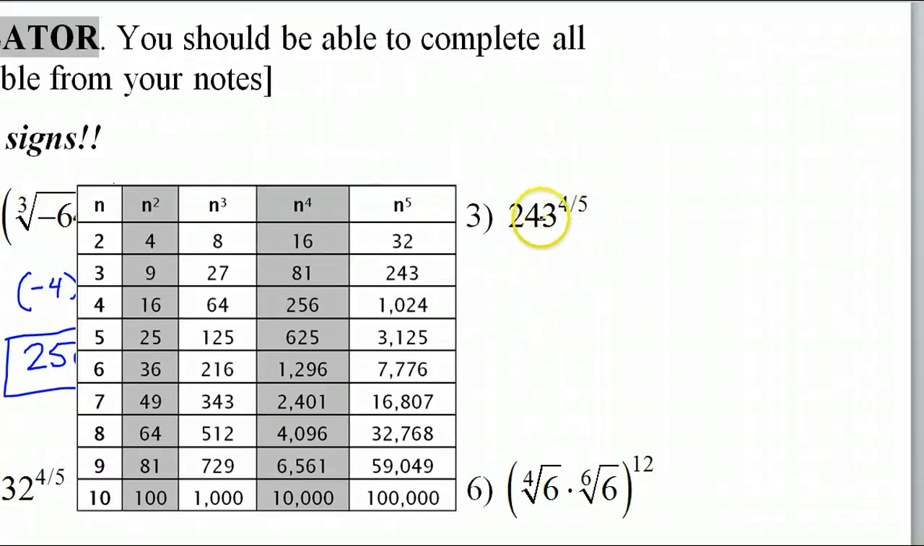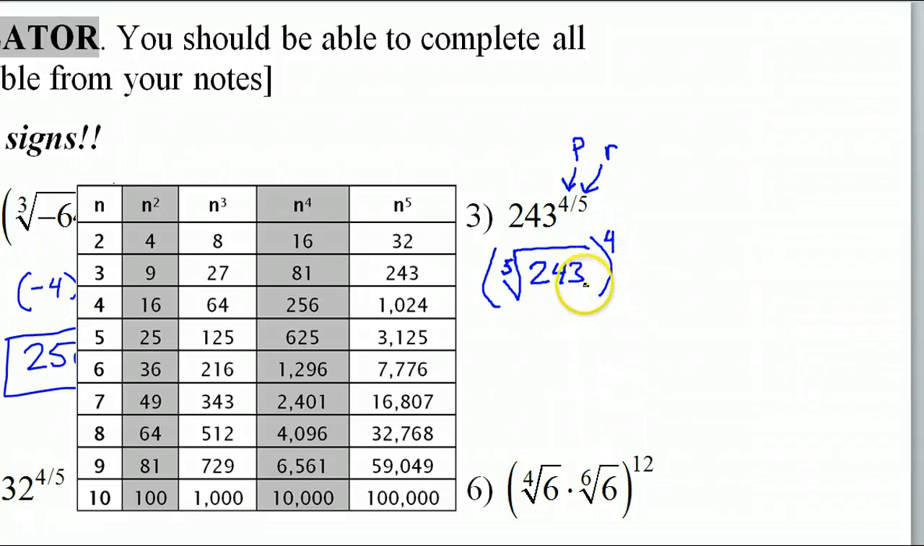Alright, for number 3, once again, the best thing to do here is to rewrite this in radical form. So again, this is the power and this is the root, power over root. So here we go. This will be the 5th root of 243 raised to the 4th power. The 5th root of 243 is 3. So that will give us a big old 3 on the inside. Then we have 3 to the 4th power. So 3 to the 4th power is 81. So the final answer is 81.